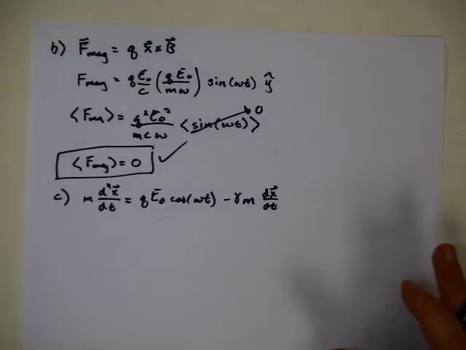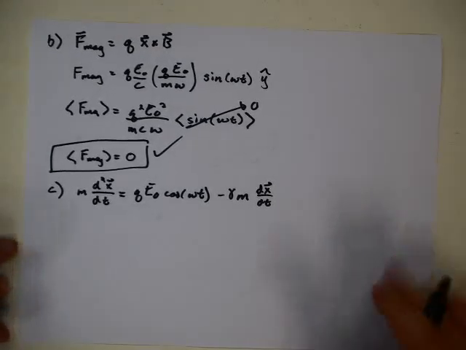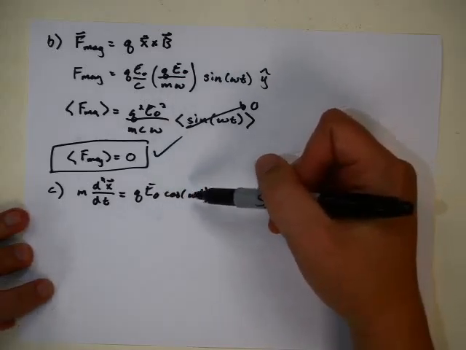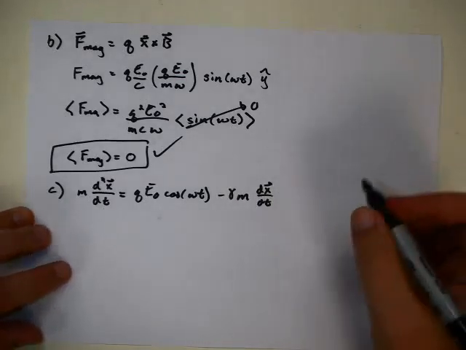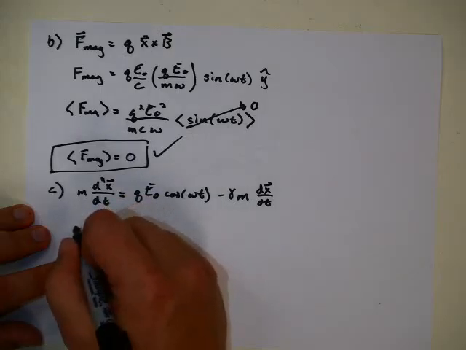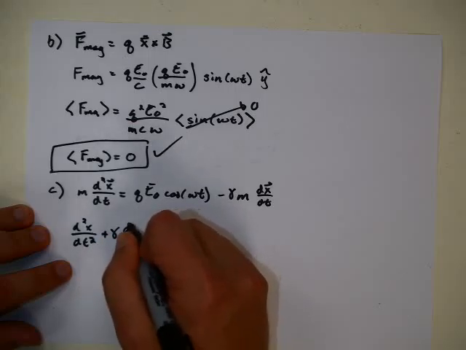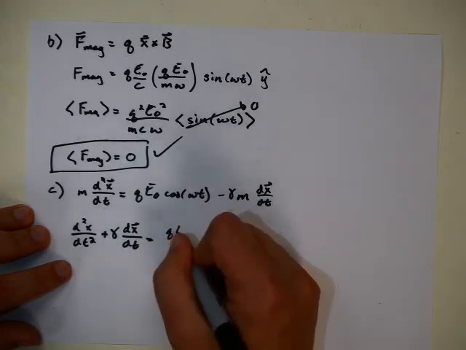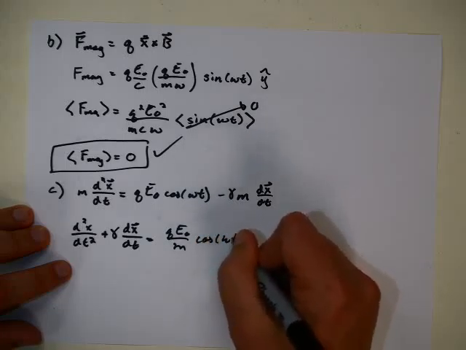And so all I did is I wrote down Newton's second law when applied to a particle with a time-varying electric field due to a plane wave coming by, and some external damping force that we've added. To make this look more mathematical, what I'm going to do is I'm going to put d squared x over dt squared plus gamma dx over dt is going to be equal to q E naught over m times cosine of omega t.